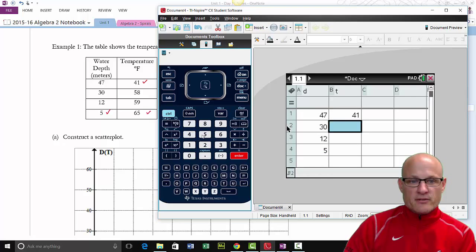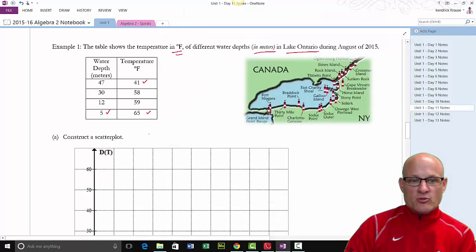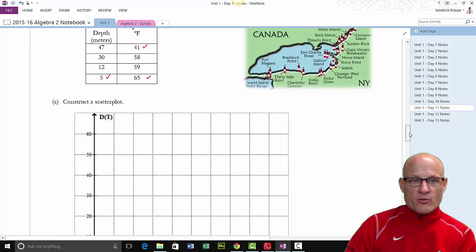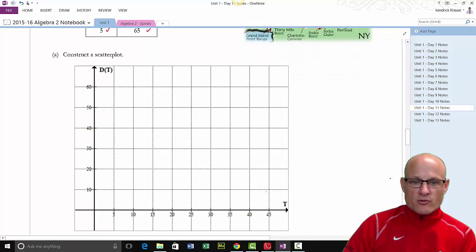41, 58, 58, 59, and 65. Now, before I do any math on that, I want to see if I can start to predict some things. So what I want to do is graph these points. So 47, 41. So 47 would be here. And, oh wait.